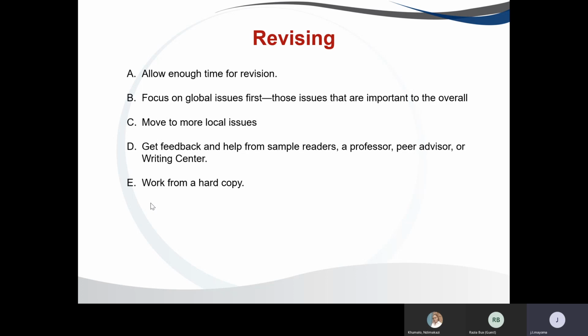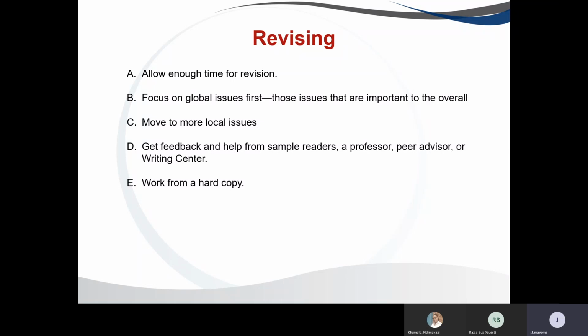And then once you've written this draft and you've revised it maybe once or twice, it becomes helpful at this point to get feedback. If necessary, of course. I think this would not be required for everyone. But to get feedback and help from sample readers, a professor, a friend, or even the writing center, to just let them see what you've done.